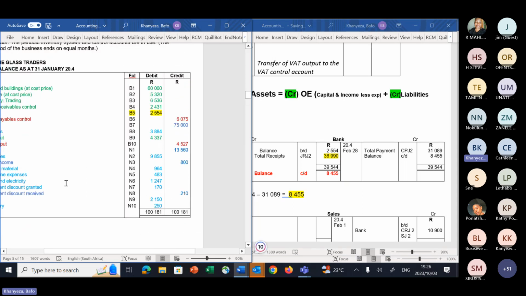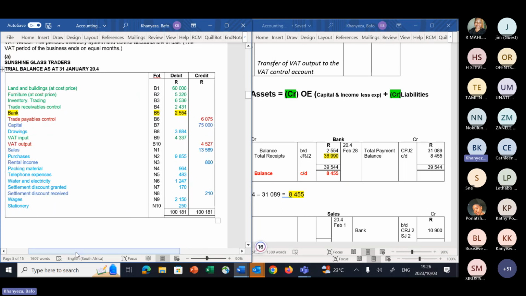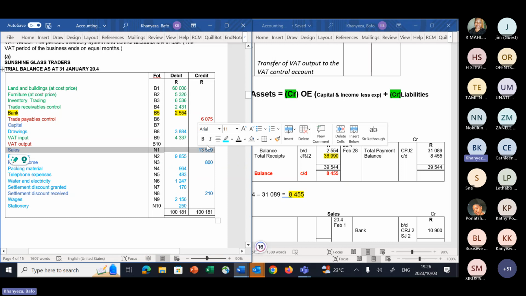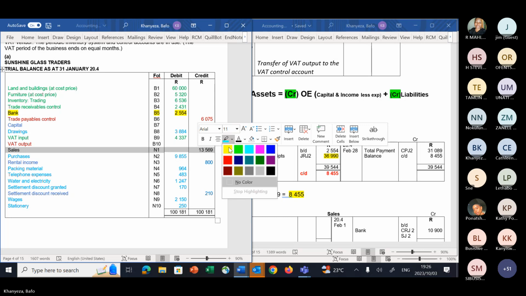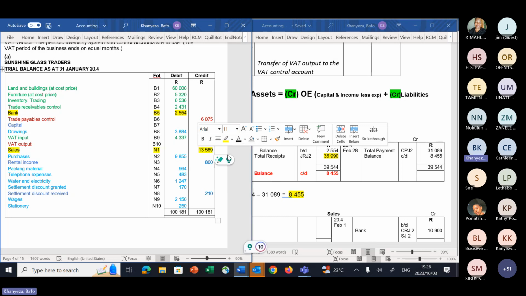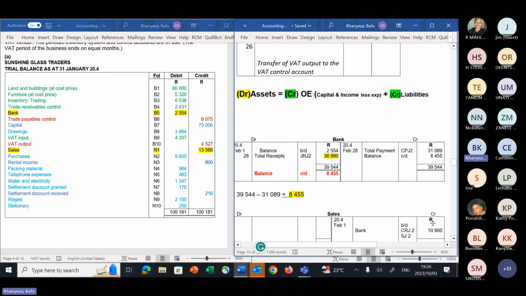I didn't want to start with the opening balance because it was going to give it away as to whether this is a credit or a debit. I wanted you to reason in another way. In any case, the opening balance for sales is 13,569. I've just highlighted it there. The balance is on the credit side anyway, 13,569.